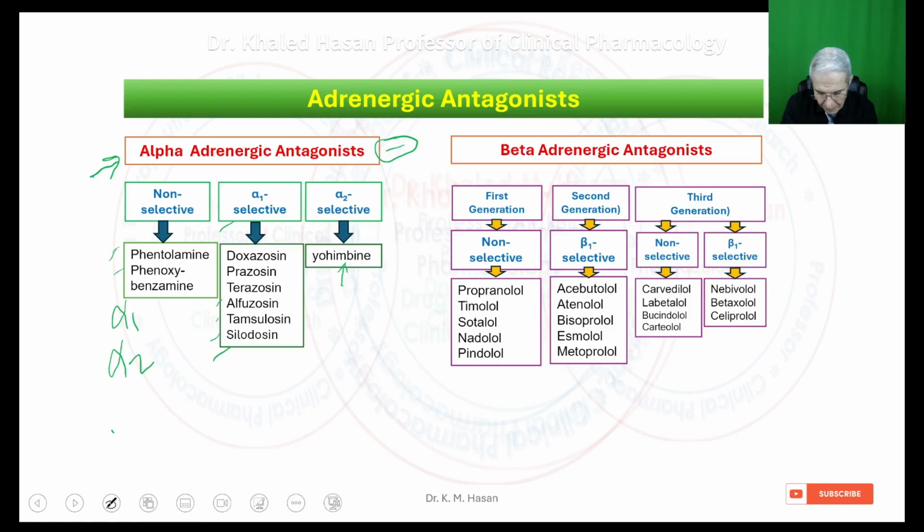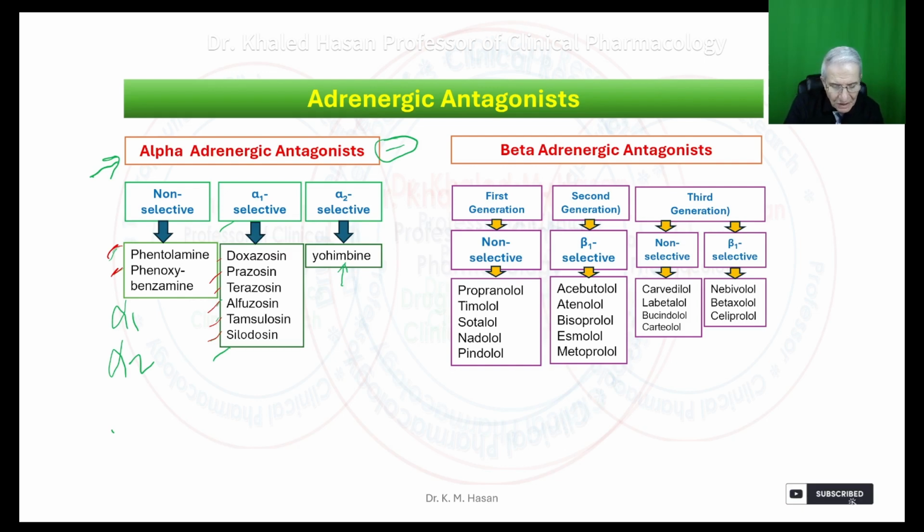We have phentolamine and phenoxybenzamine, which are non-selective. For alpha 1 selective blockers, we have doxazosin, prazosin, terazosin, alfuzosin, tamsulosin, and silodosin. For the alpha 2 selective blocker, we have yohimbine.